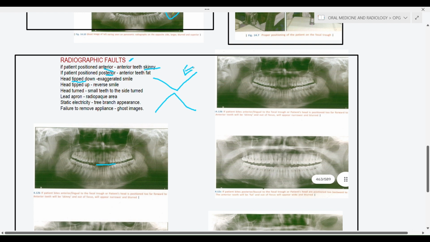If a lead apron is worn, a radiopaque area can be seen, because as we all know, lead gives protection from radiation. And due to static electricity, a tree branch appearance can be seen in the radiograph, which we will study in the coming sections. And failure to remove any appliance, as we all know, will give rise to ghost images. So moving on to the advantages and disadvantages of OPG.